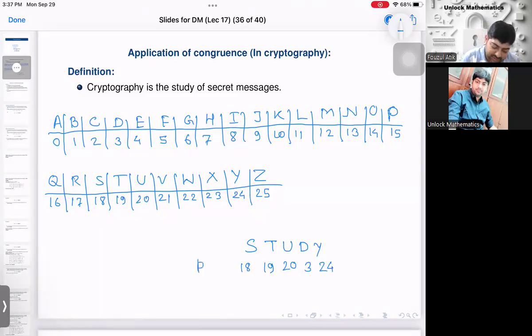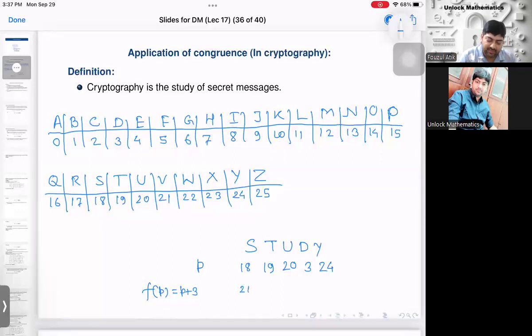Right. So this is our P. Now I am writing it FP. FP is equal to P plus 3. Now what is P plus 3? Now 18 plus 3, which is 21. So 21 I will write.